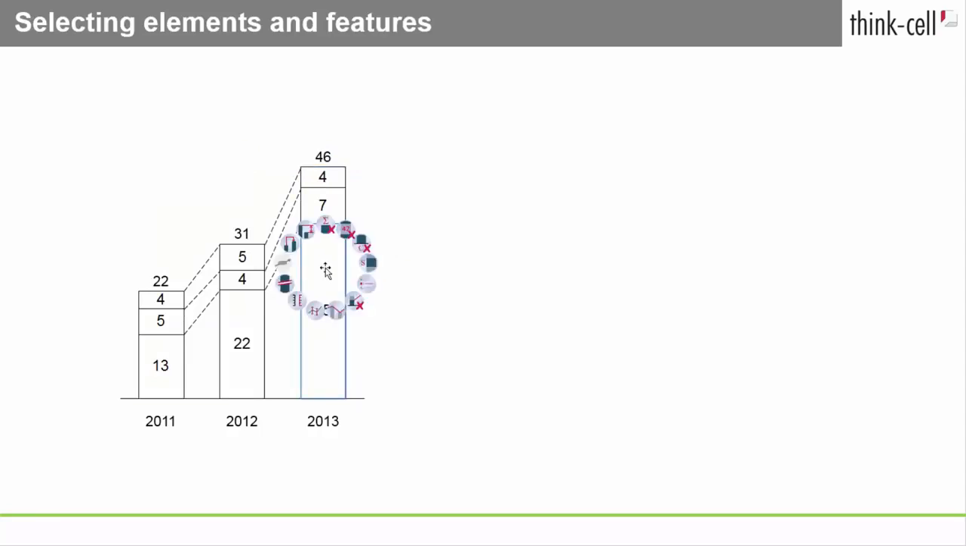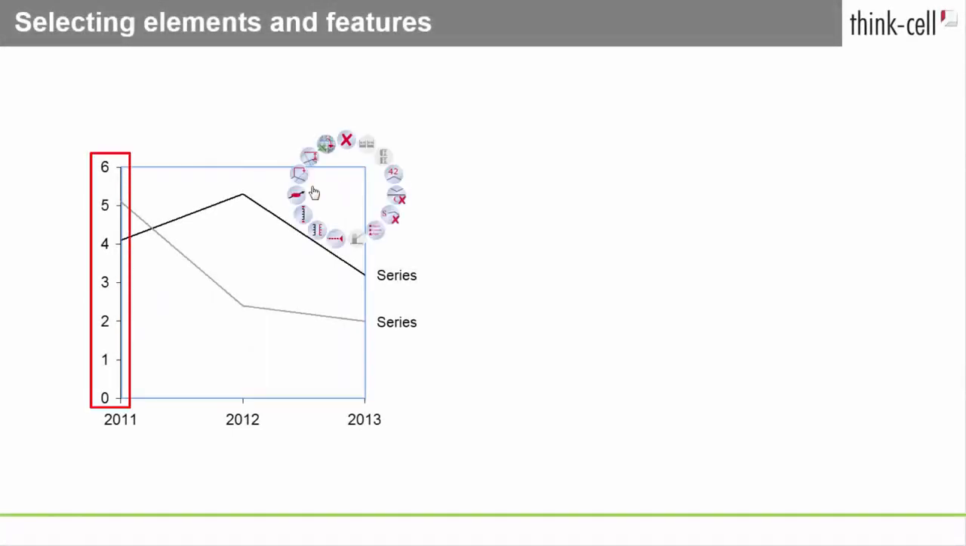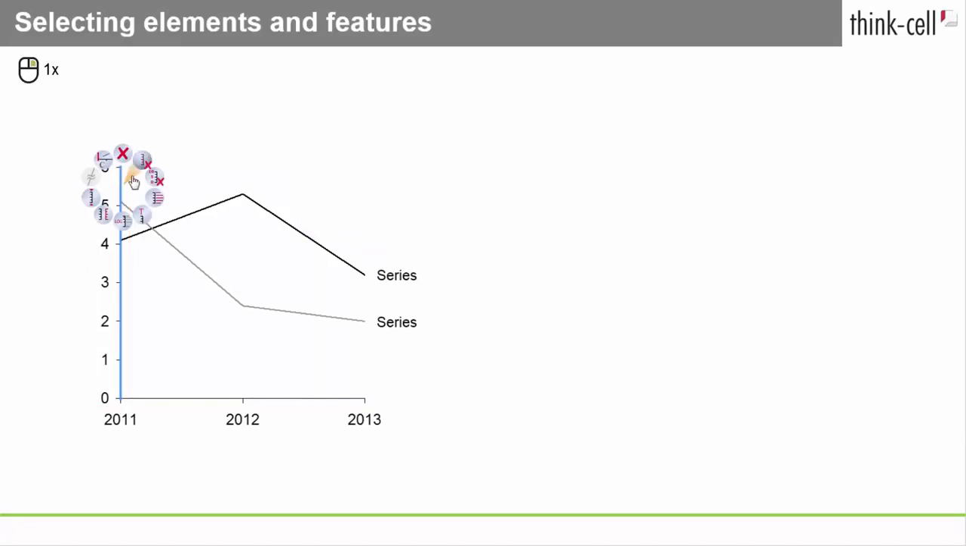Features always belong to their respective elements and can themselves have further features. I'll give you an example of this. The vertical axis of a line chart is a feature of the chart itself, while the tick marks along the axis are features of the axis.